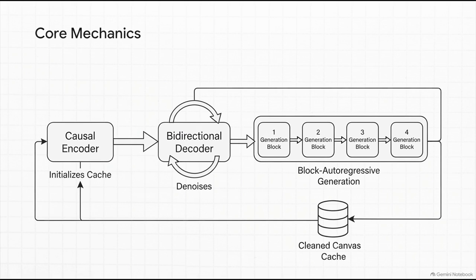First, a causal encoder processes your prompt and initializes the memory, the KV cache. Then the bidirectional decoder takes over the denoising framework at inference. It denoises that entire 256 token canvas simultaneously, using bidirectional attention to look both forwards and backwards within the block. Once the canvas is totally clean, it gets appended to the context and the model seamlessly moves to the next block.